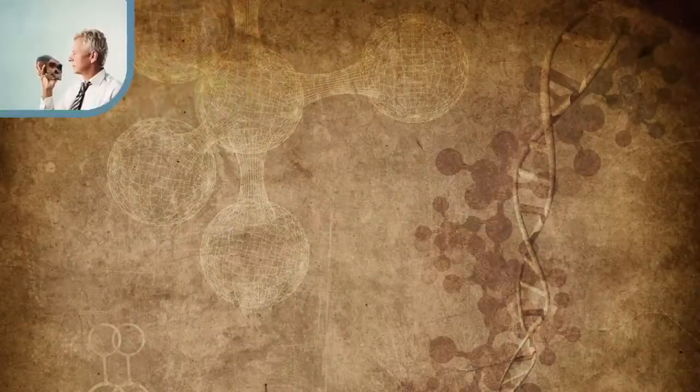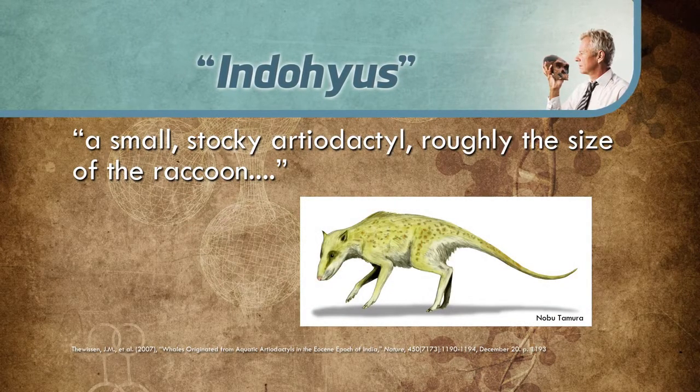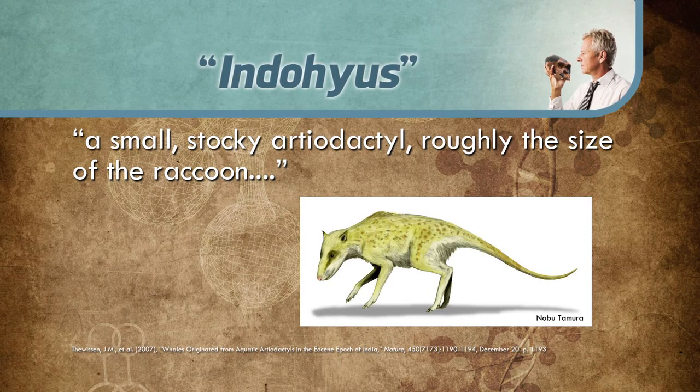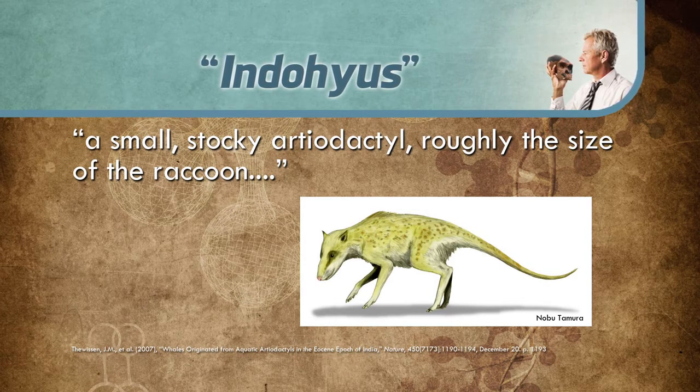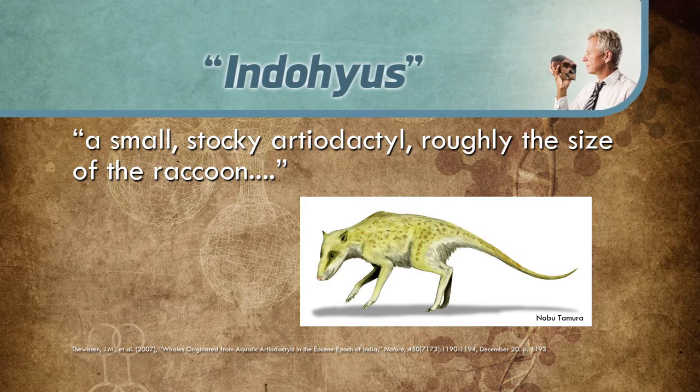Clearly that means nothing. If the evolution of whales is one of the best documented proofs of evolution, then all of their proofs should be called into question by the scientific community. Because Thewissen claims that the evolutionary community needs to totally revamp its entire theory about whale evolution. Supposedly Indohyus, a small, stocky artiodactyl, roughly the size of a raccoon, should now be considered the closest relative of the whale, a creature that looks like the African mouse deer.